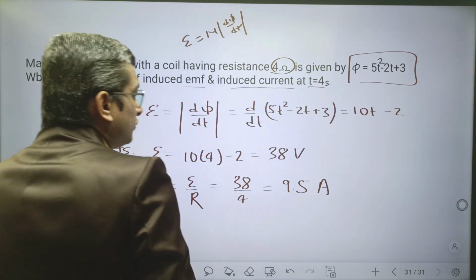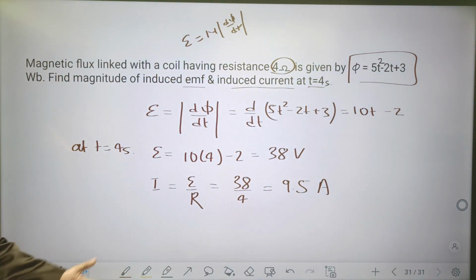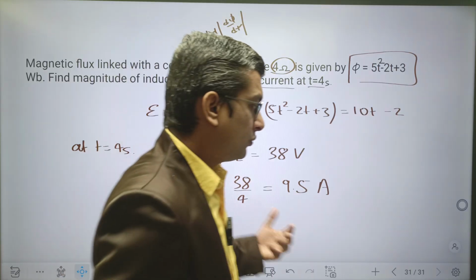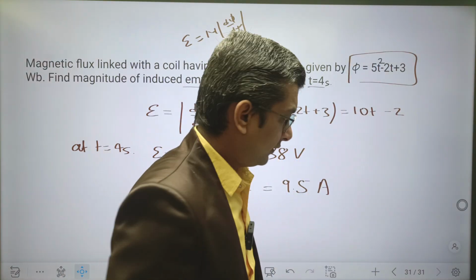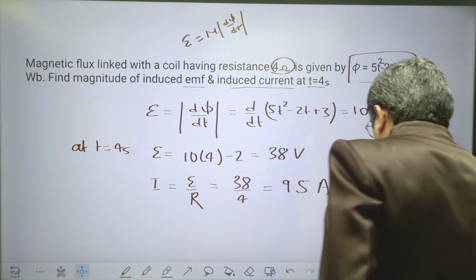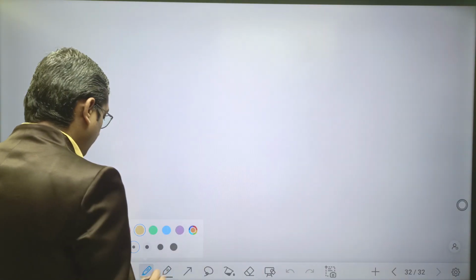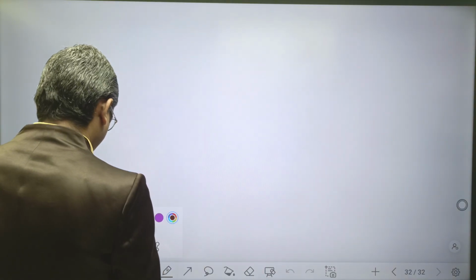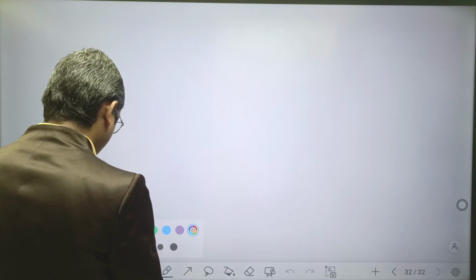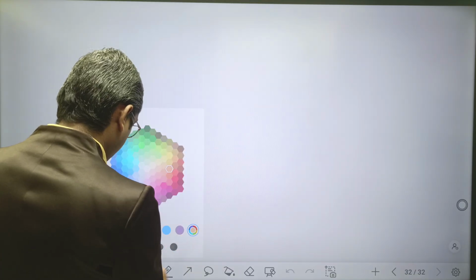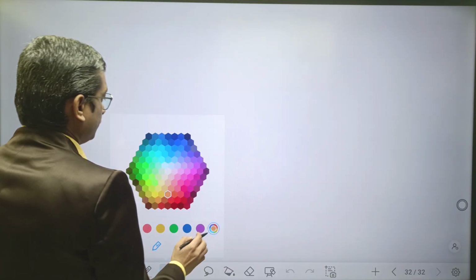So these are the various places where we have found there is a direct relation between differentiation, slope, and all these things. So that's all for this lecture, dear students.